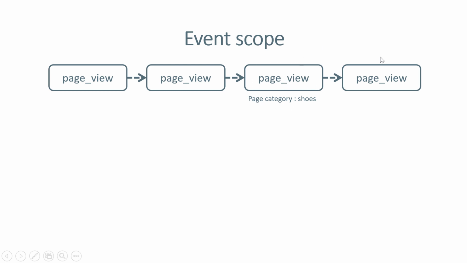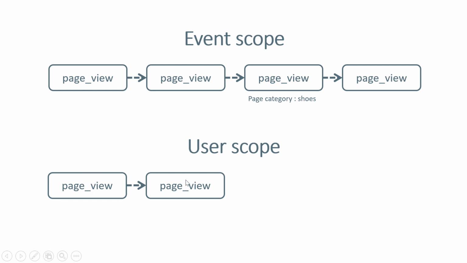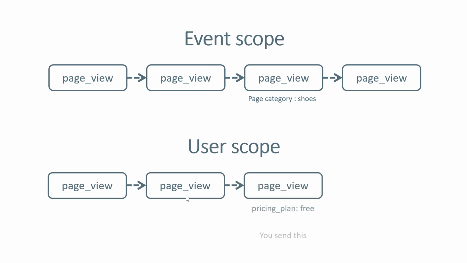It will not apply to this event, or it will not apply to past events. Now, when it comes to user scoped custom dimensions, here's how it works. The same 2 page views, and on these page views, I did not send any user scoped information. Then on this page, I send a pricing plan information. So what would happen on the next page or on the next event that happens on the page view?